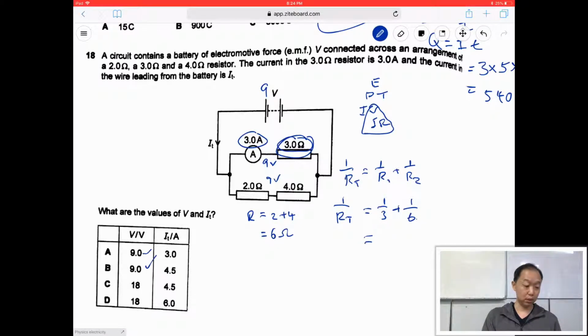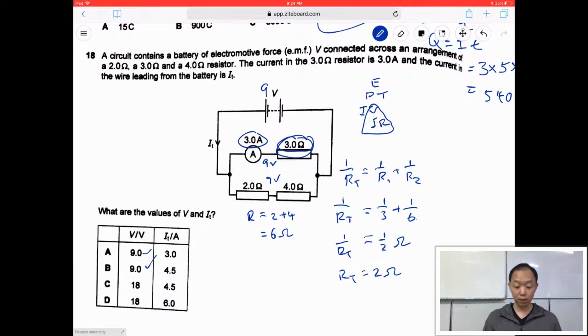Plus 1 over 6 is half. So 1 over RT equals to half ohm. So since 1 over RT is half ohm, RT equals to 2 ohms. Okay, so RT equals to 2 ohms here, total resistance.